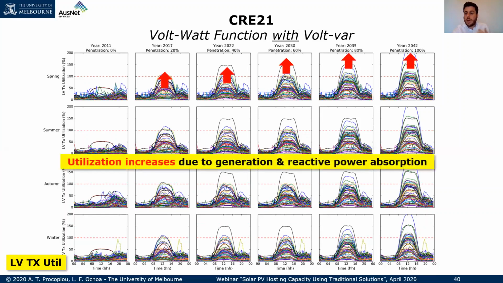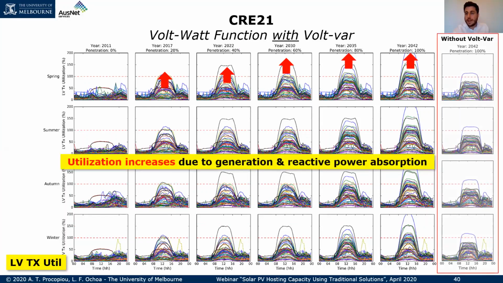And compared to the previous case, we can see significantly the difference here, where essentially only one transformer was overloaded in the previous case, whereas in this case, we can start seeing a couple of those transformers being overloaded.